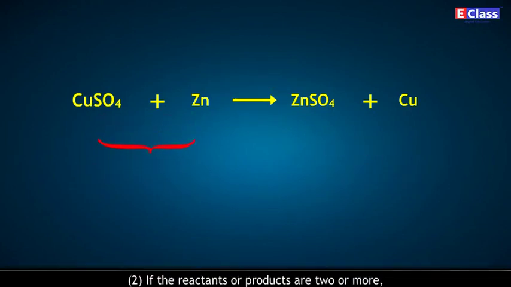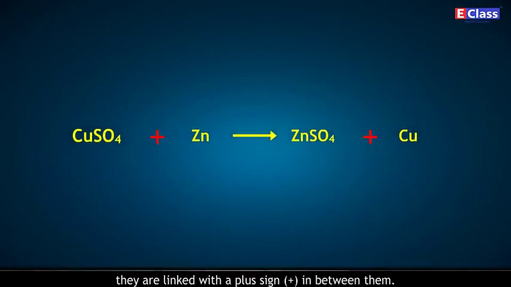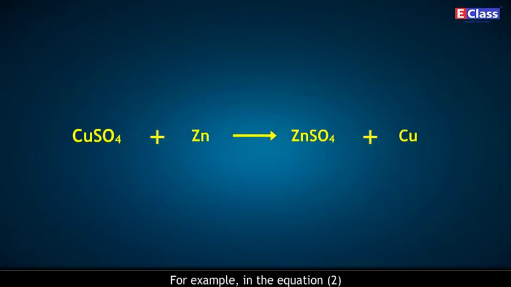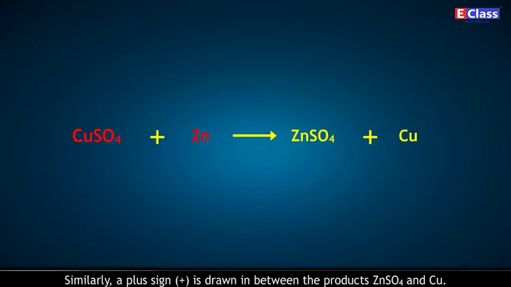2. If the reactants or products are 2 or more, they are linked with a plus sign in between them. For example, in equation 2, a plus sign is drawn in between the reactants CuSO4 and Zn. Similarly, a plus sign is drawn in between the products ZnSO4 and Cu.